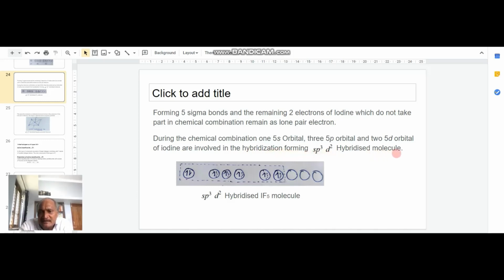sp3d2 hybridized molecule. So the structure itself indicates the sp3d2 hybridized molecule of IF5, that is iodine pentafluoride.